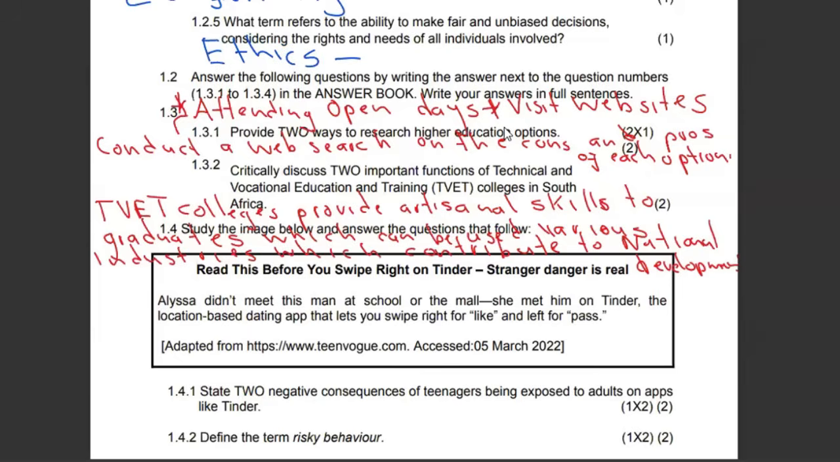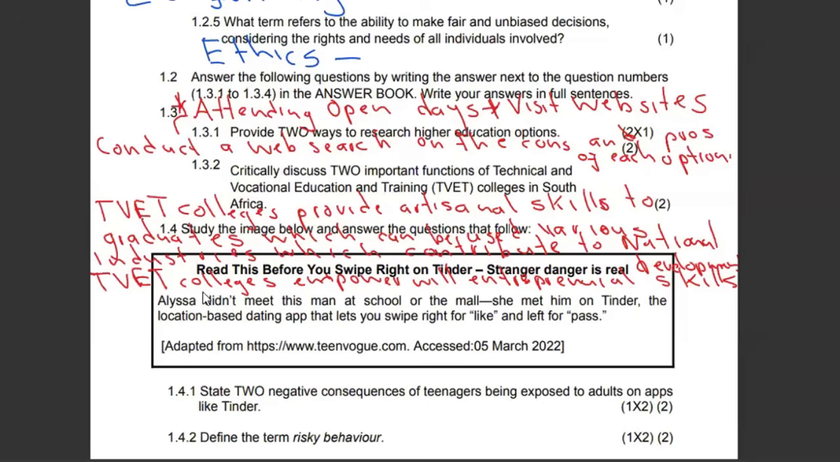So in addition to that, TVET colleges empower people with entrepreneurial skills. They give people entrepreneurial skills which can enable them to start their own businesses. So they provide skills for entrepreneurship, which is good for national development.